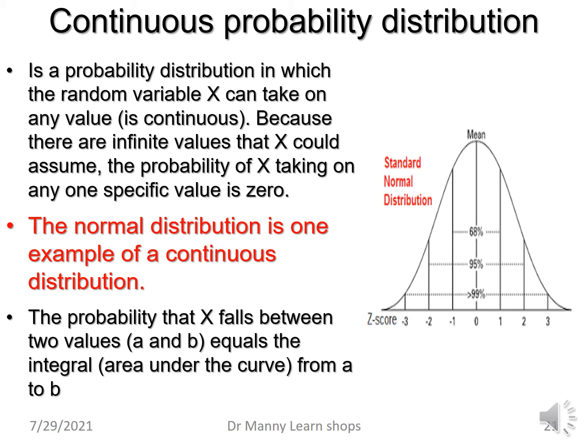Continuous probability distribution. This is a probability distribution in which the random variable x can take on any value. It's continuous. Because there are infinite values that x could assume, the probability of x taking on any one specific value is 0. The normal distribution is one example of a continuous distribution. The probability that x falls between two values a and b equals the integral area under the curve from a to b, which is also related to your z-score.